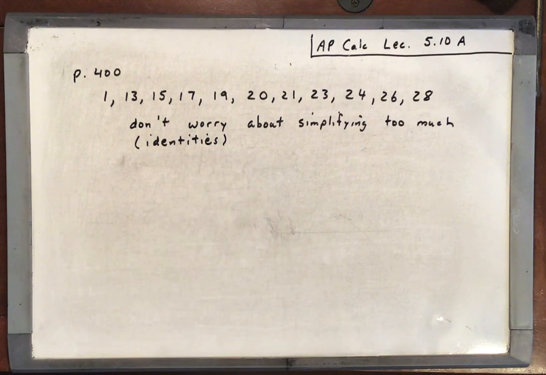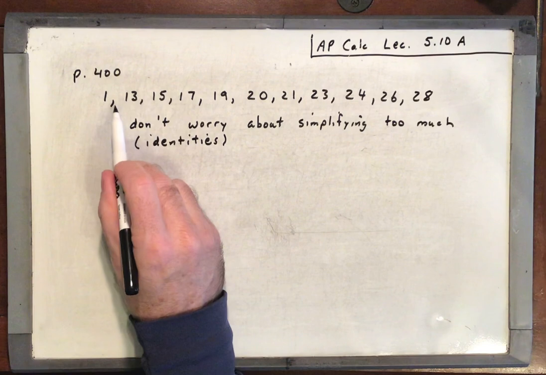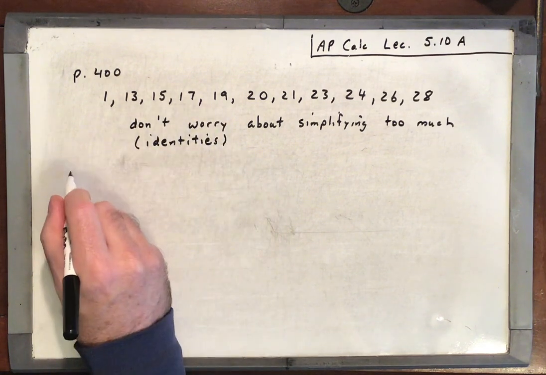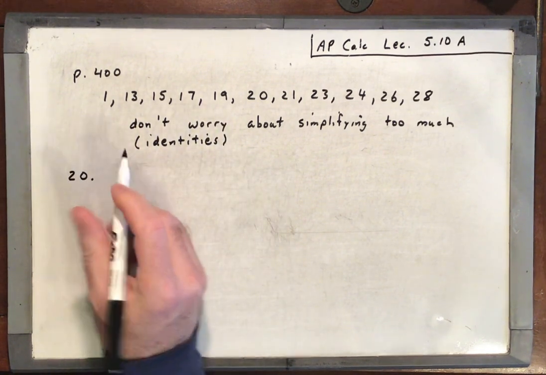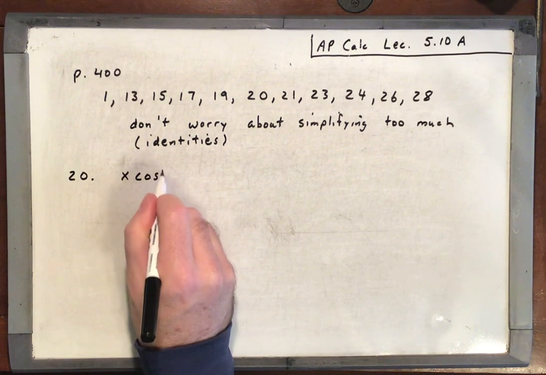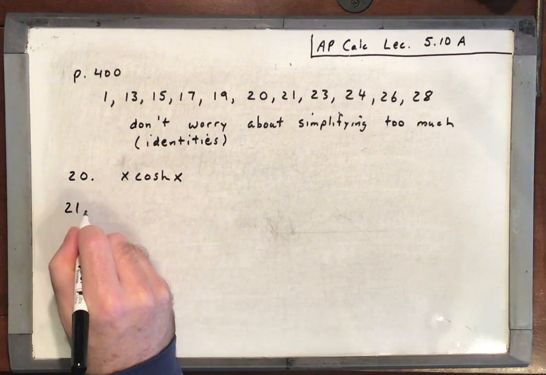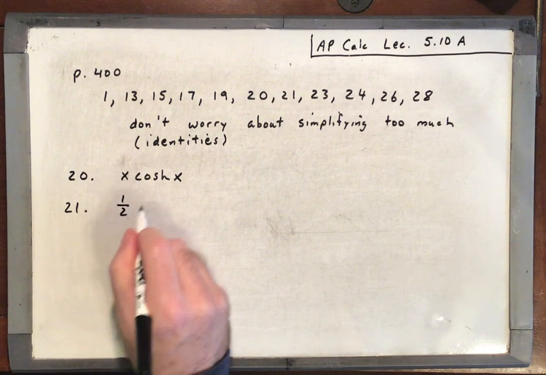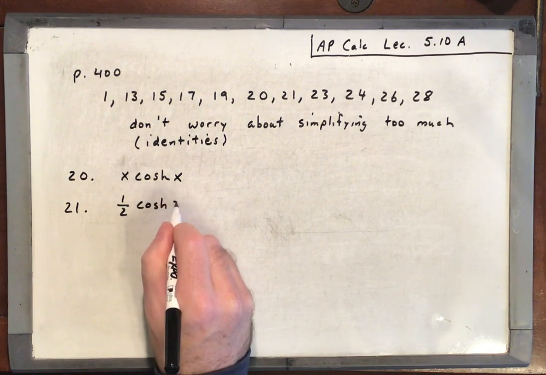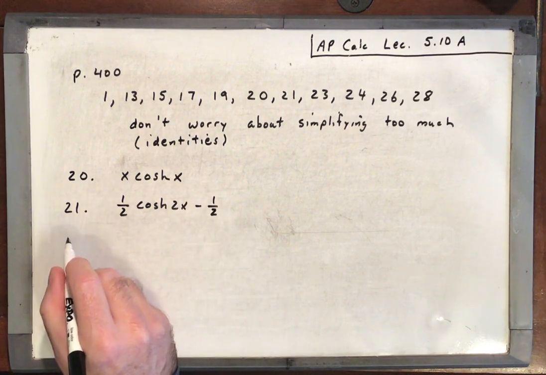Let me go ahead and write down the answers that I would accept on a few of these. So starting 1, 13, 15, 17, 19, I don't think you'll have any trouble with at all from the back of the book. Number 20, the answer is x hyperbolic cosine x. All right, 21, 1/2 hyperbolic cosine 2x minus 1/2. I think they go further than that in the back of the book.